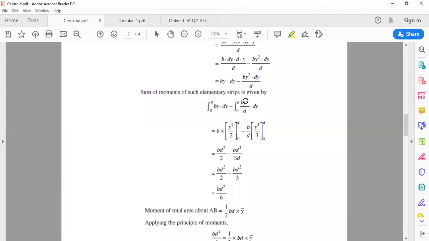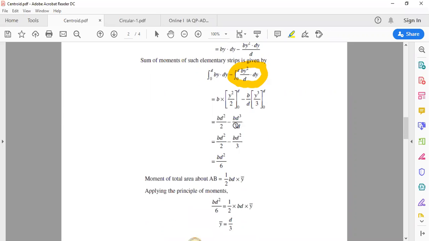Similarly, when you take this term now, what happens? Again, in this case, b by d is constant, which is taken outside. y square is to be integrated with respect to y. Integration of y square is y cube by 3. Limits 0 to d, upper limit minus lower limit. Substitute d in place of y. So you will get d cube by 3, and b by d as it is. So it will be b d cube by 3d.